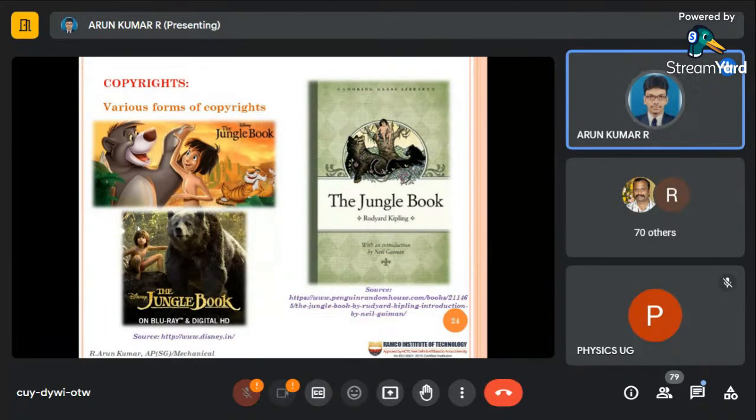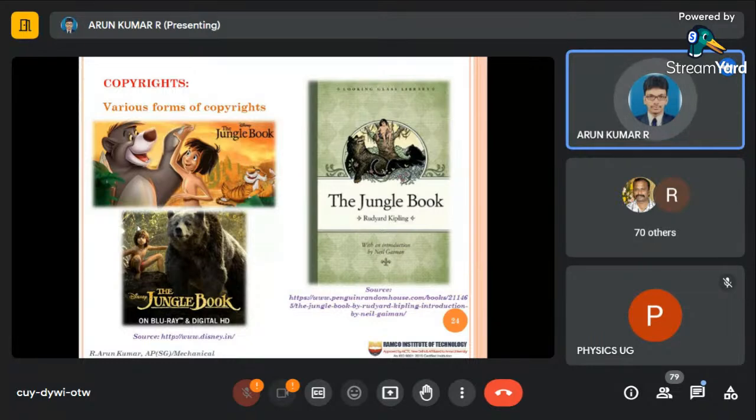For example, if Rudyard Kipling is the original creator of the story, then all the remaining expression of thought creators have to acknowledge the original creator, Rudyard Kipling. So if that acknowledgement is there, then you are eligible for getting the copyright of your expression of thought. And even copyright can also be given for compilation of work.